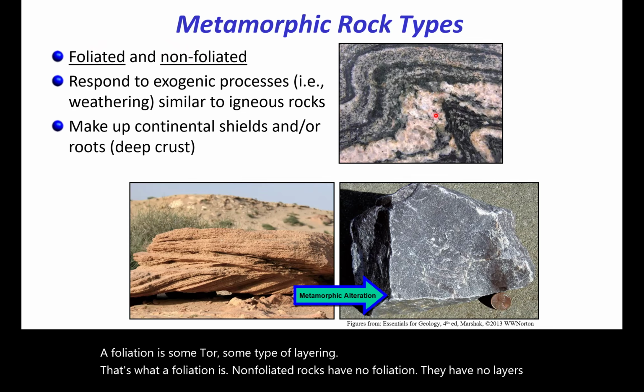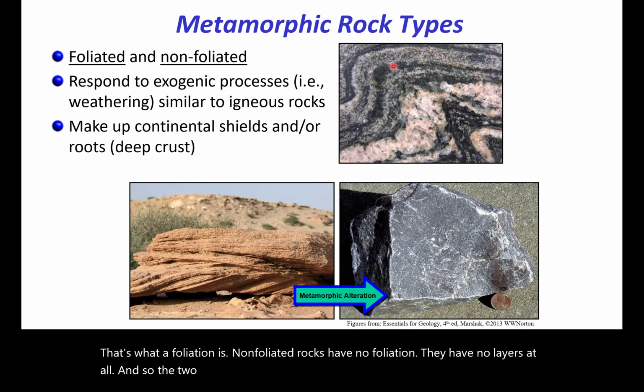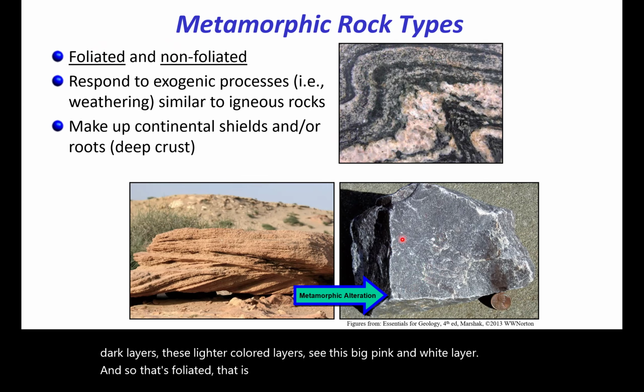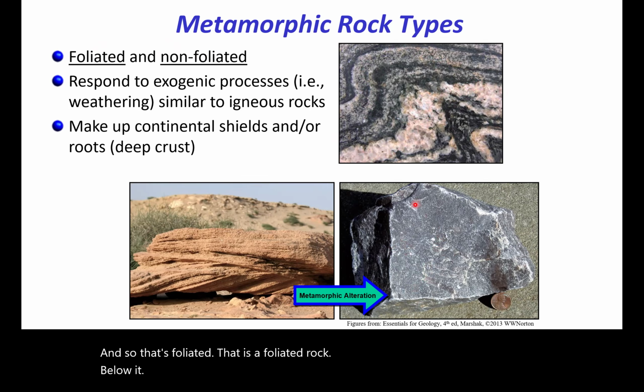And so the two pictures on the right, this top picture is layers. You see these dark layers, these lighter colored layers. See this big pink and white layer. And so that is a foliated rock. Below it, that is non-foliated. I see no layers.